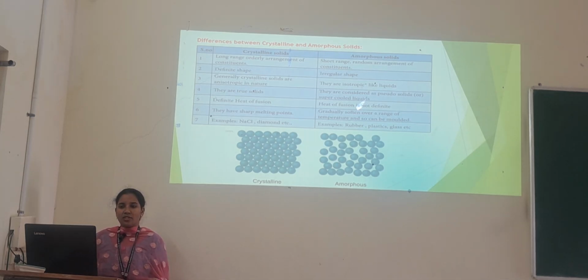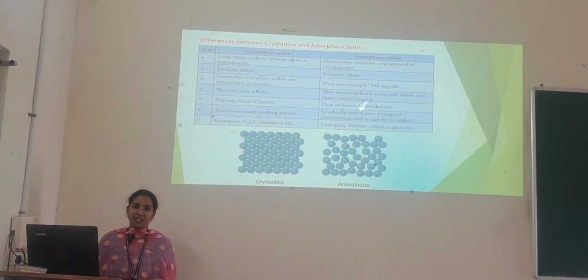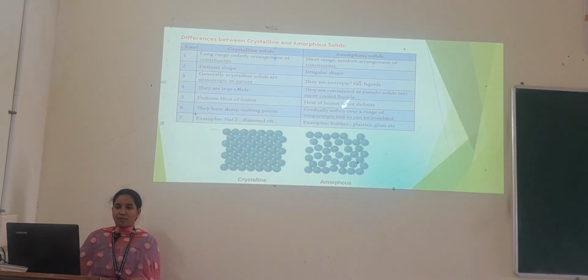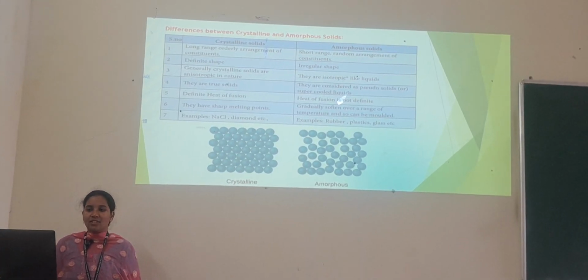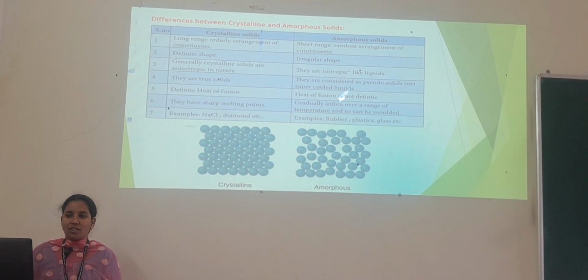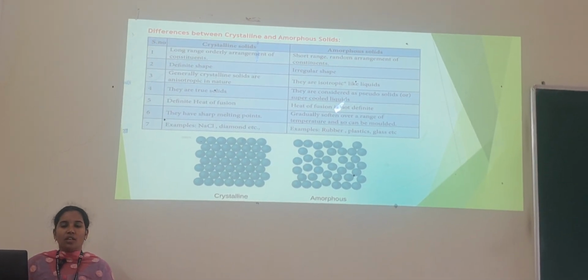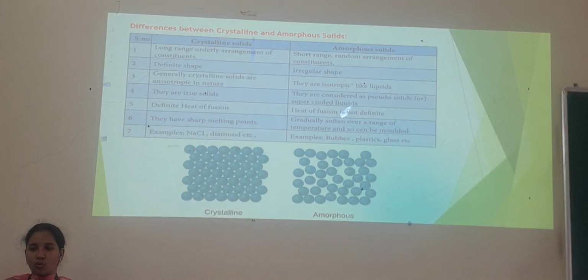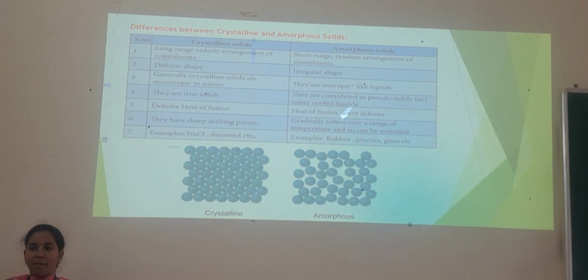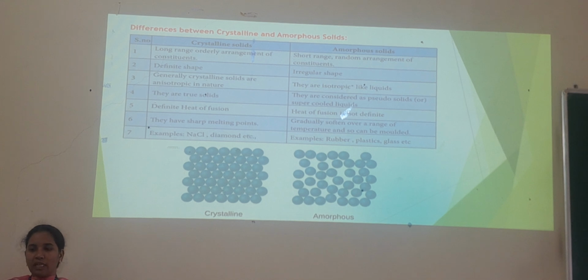Crystalline solids have a long range orderly arrangement of constituents, and amorphous solids have a short range random arrangement of constituents. Crystalline solids are definite in shape, while amorphous solids are irregular in shape. Crystalline solids are anisotropic in nature, and amorphous solids are mostly like liquids. Crystalline solids are true solids, and amorphous solids are considered pseudo solids or supercooled liquids.